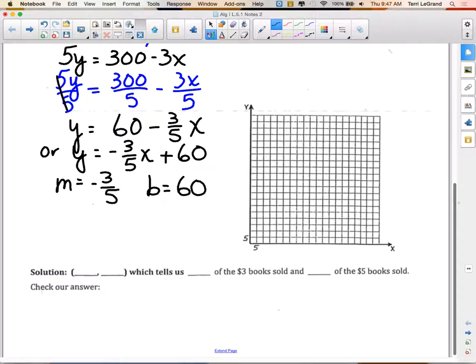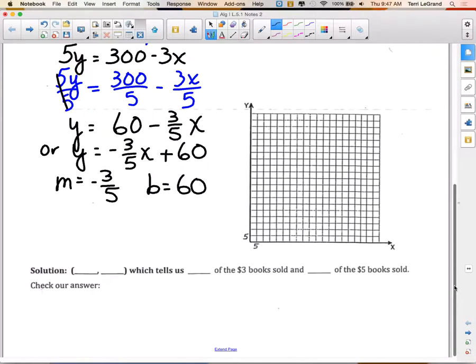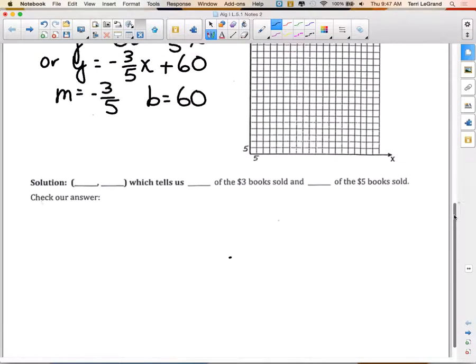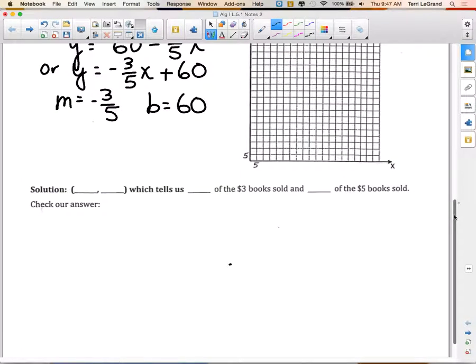Okay, before we can graph this, we need to get our coordinate plane set up. So what did we call the x-axis again? What are the x's representing? Because we need to label our axes. So let's put under there that this is representing the number of $3 books. And you can't just say books. You have to say it's the $3 ones. So our x-axis is representing how many $3 books are sold. Our y-axis then would be the number of $5 books sold.